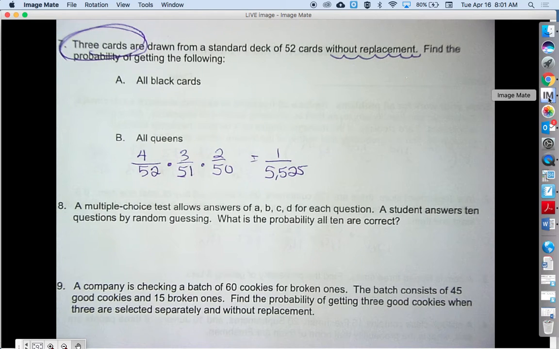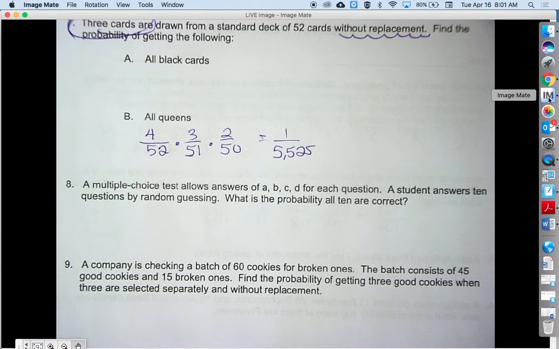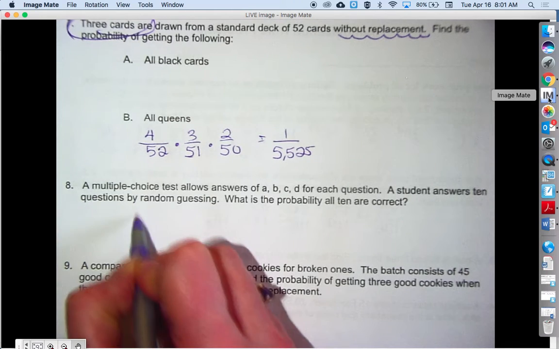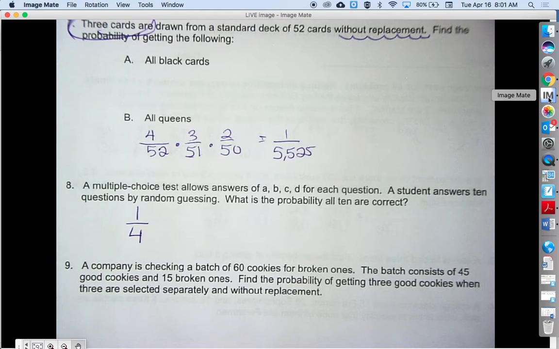Other questions? Number 8, a multiple choice test allows the answers of A, B, C, D. A student answers 10 questions by random guessing. So you have no clue, you're just going to guess. What's the probability that all 10 questions are correct? So let's just talk about one question. What's the probability that one question is correct? How many correct answers would there be for one question, Julia? 1 out of 4. Yeah, 1 out of 4. Because there are 4 options, one of the 4 options is correct.